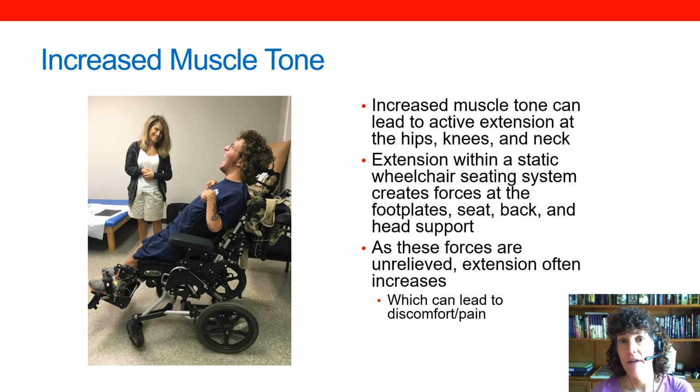So many of our clients have increased muscle tone, like my friend Spencer here, and that can lead to active extension at the hips, the knees, the neck. And extension within a static seating system creates forces wherever there is contact with the body during extension. Particularly, we see this at the footrest, at the seat and back, more so the back. Some of our clients might actually lift off of the seat, as we can see Spencer doing here, and on the head support pad behind the head.